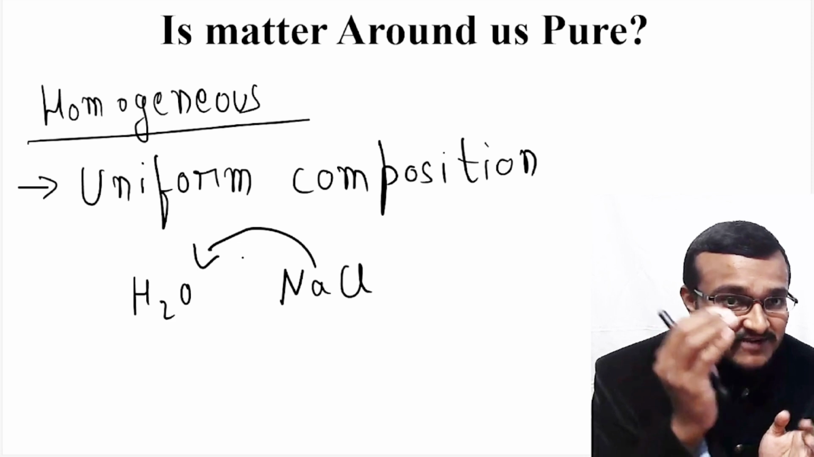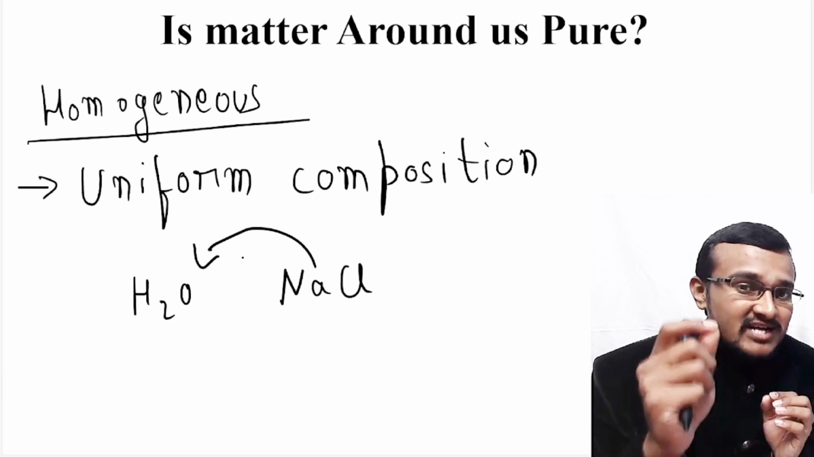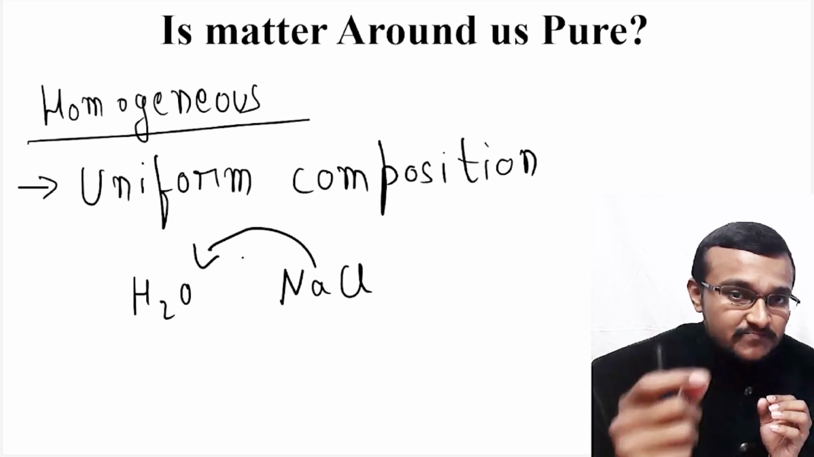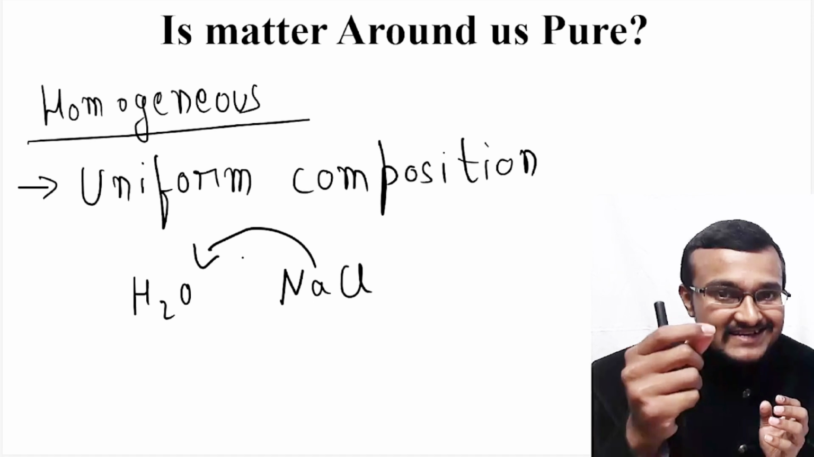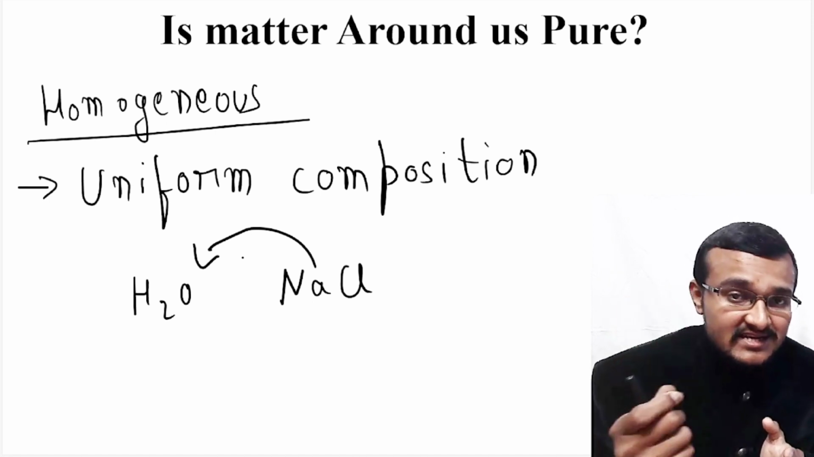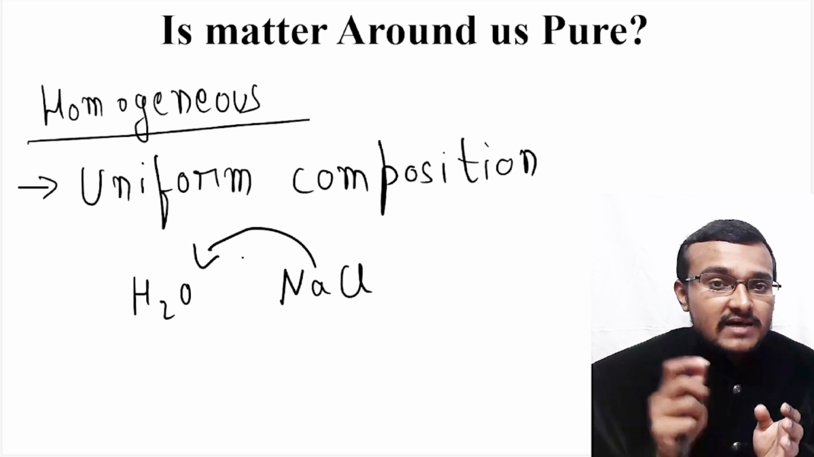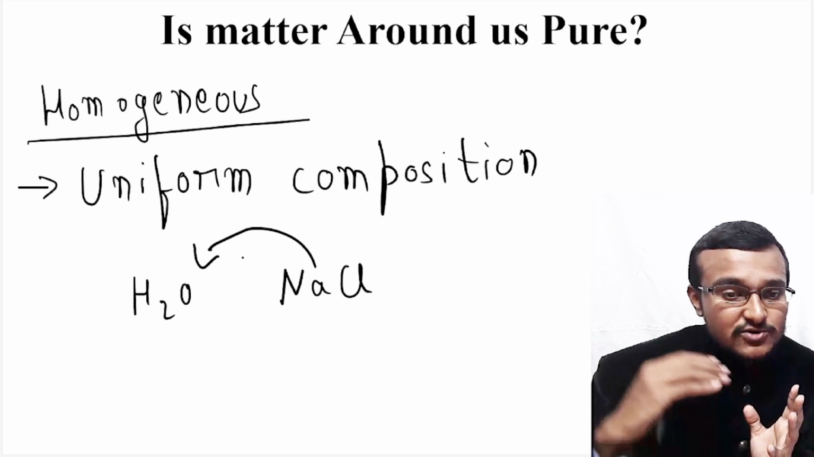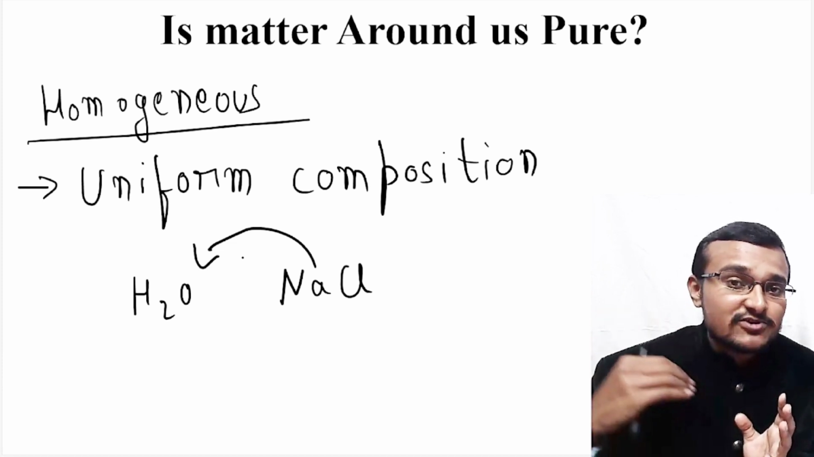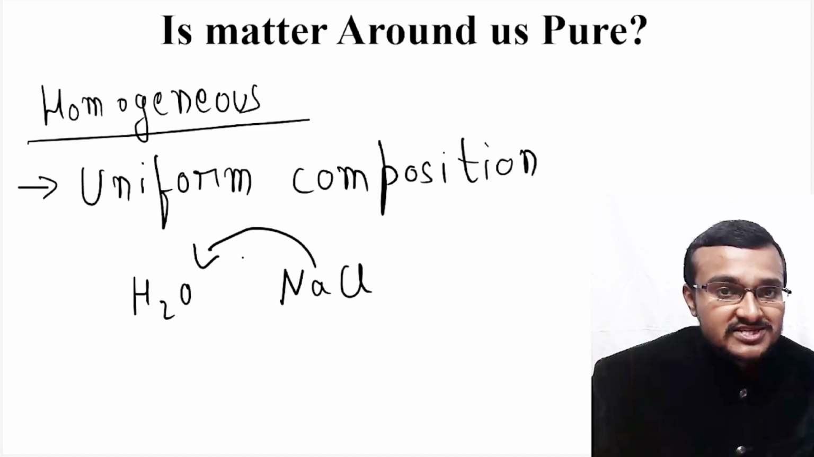It is not confined to one particular position. So that's why a single drop from that 1 liter of water, from wherever you pick one drop from that water, will taste salty. That means the NaCl or the salt crystals have dissolved in the water and are uniformly distributed throughout the water. So this uniform distribution and having uniform composition throughout another substance is known as homogeneous mixture.